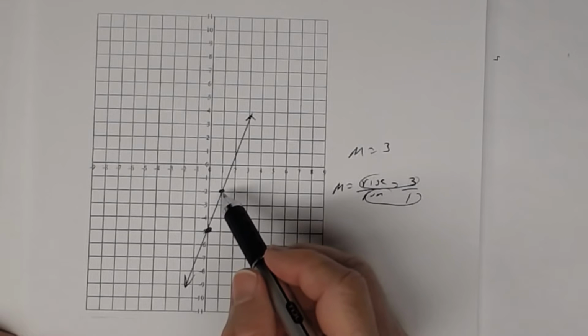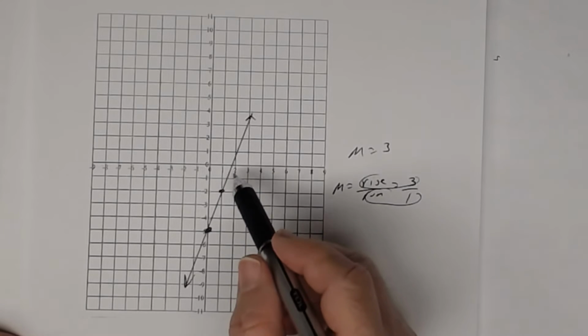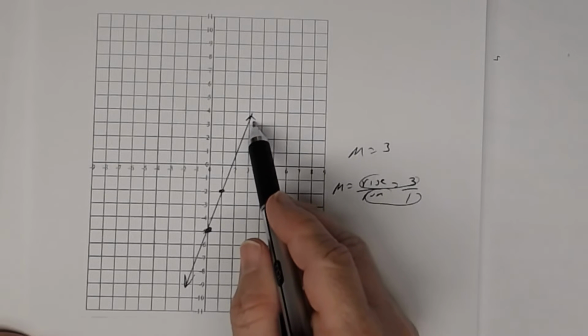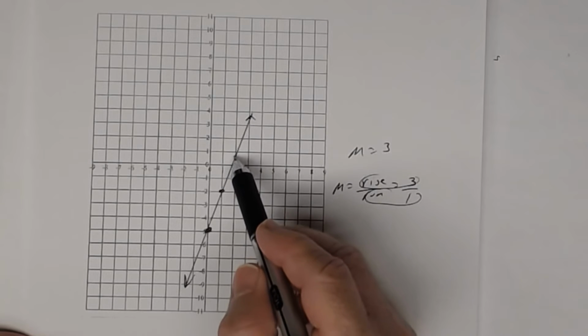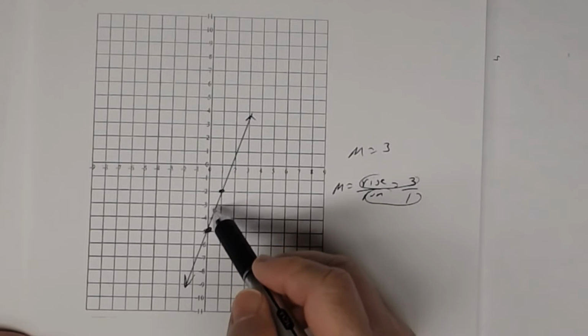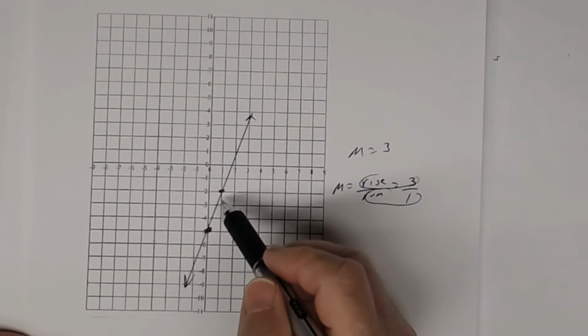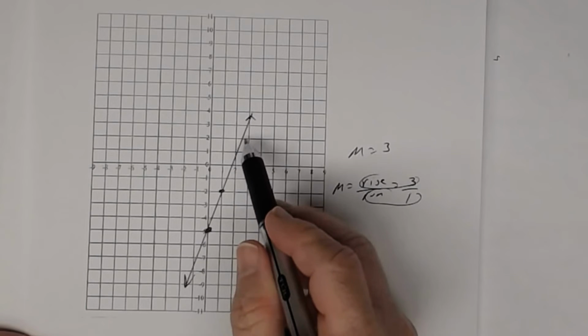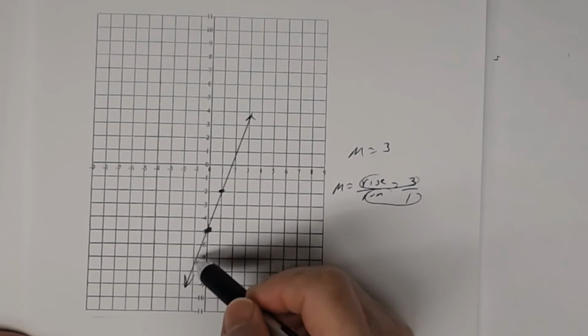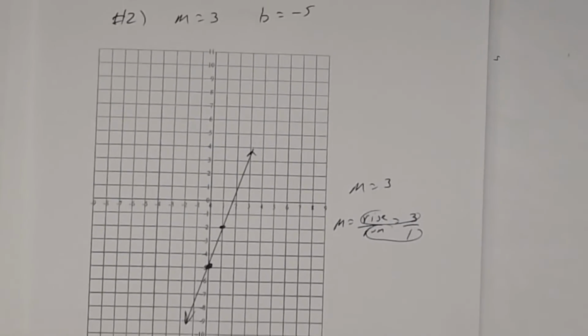So remember, to graph a line, you need 2 points. Now remember, when you actually draw the line, you have an infinite number of points, right? So there's an infinite number of points in that line. You use these two to help you draw the other points. All right, that was number 2.